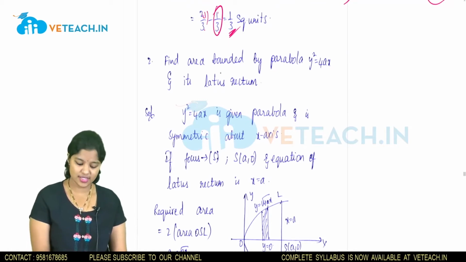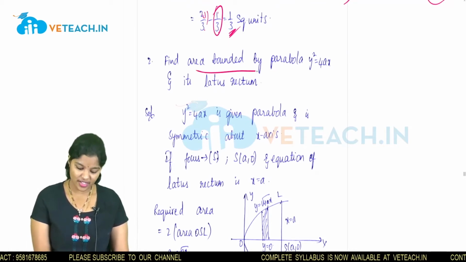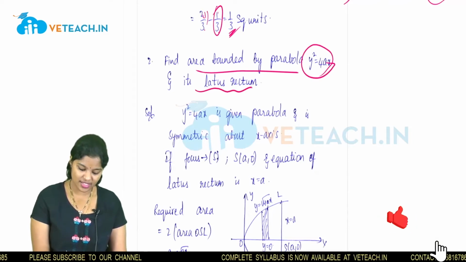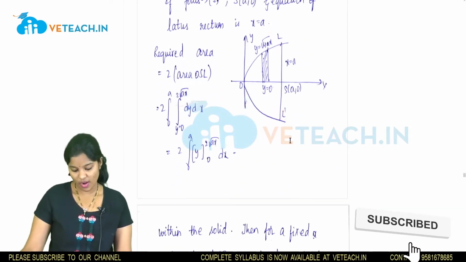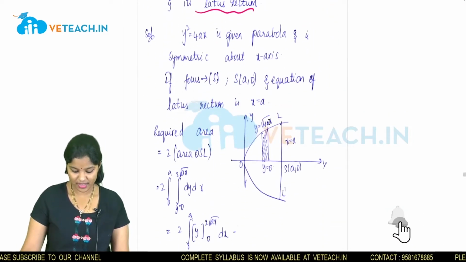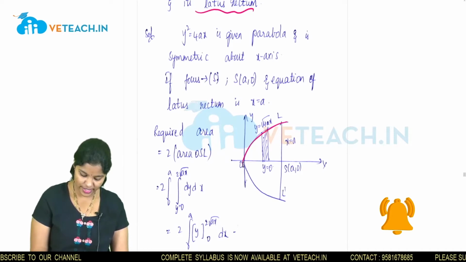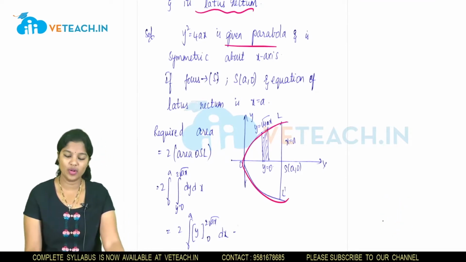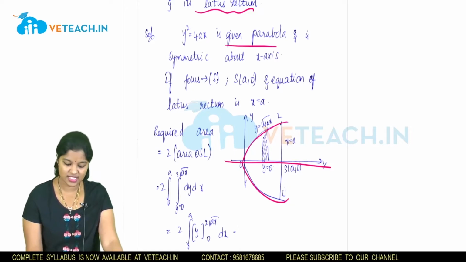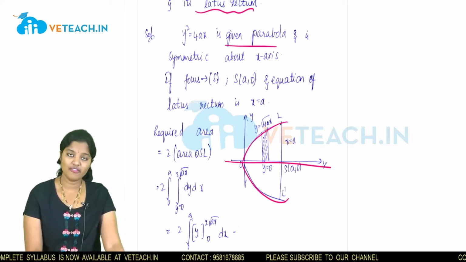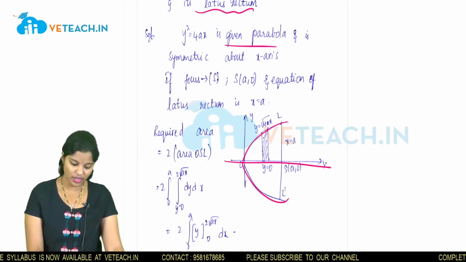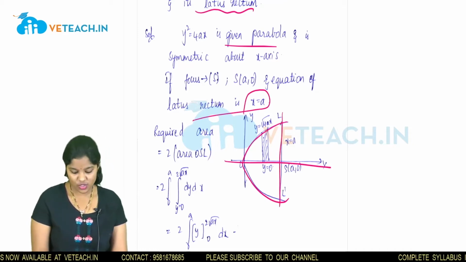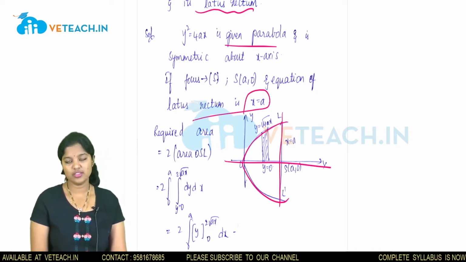Now let us see another problem. Find the area bounded by the parabola y square equals 4ax and its latus rectum. The parabola y square equals 4ax is the given parabola, and it is symmetric about the x-axis. That means the upper half and lower half areas are equal, and the latus rectum is x equals a. So we should find the area in between these two.